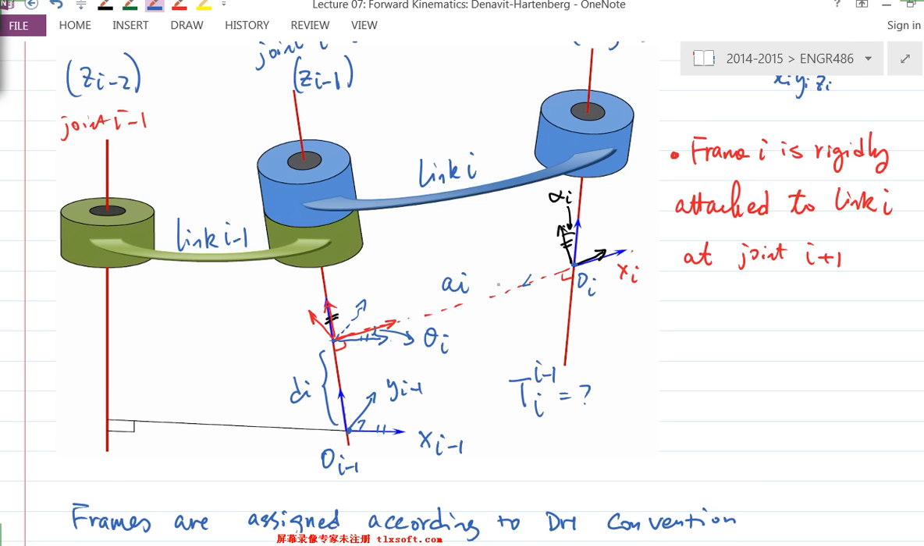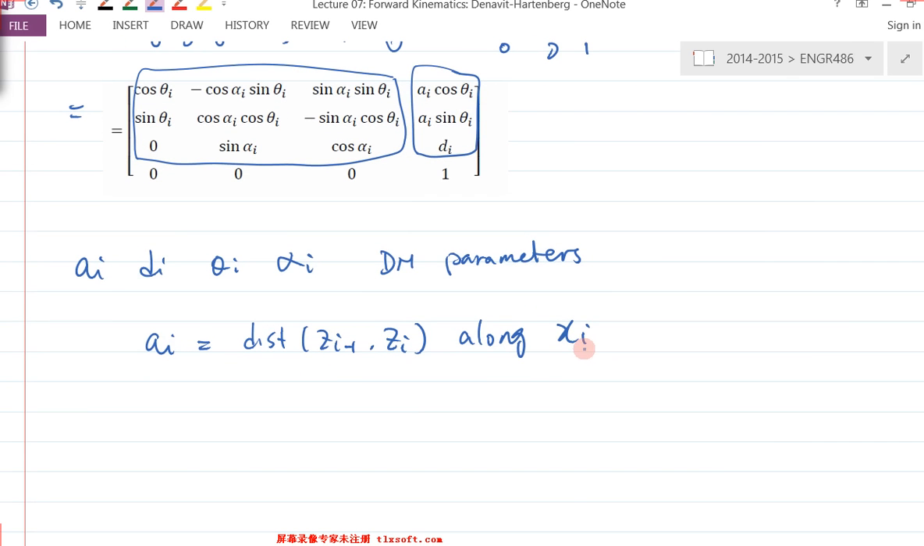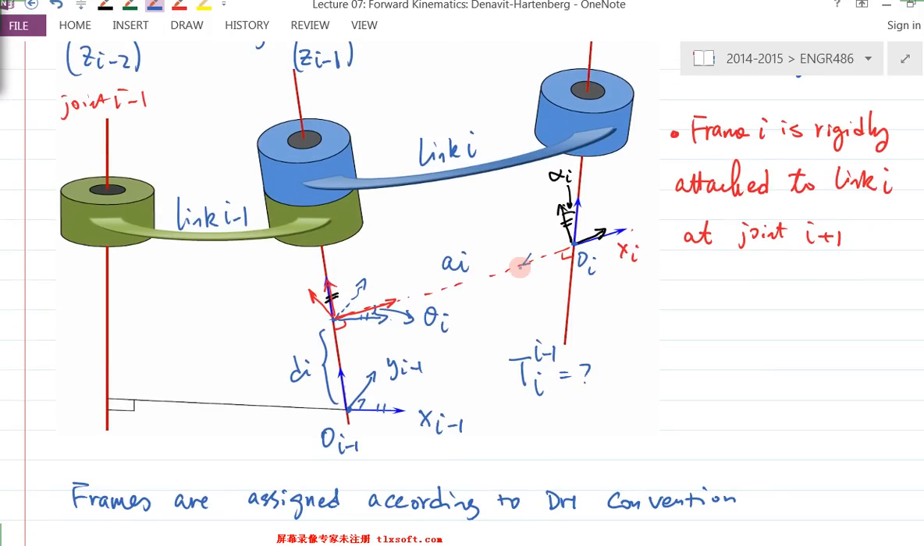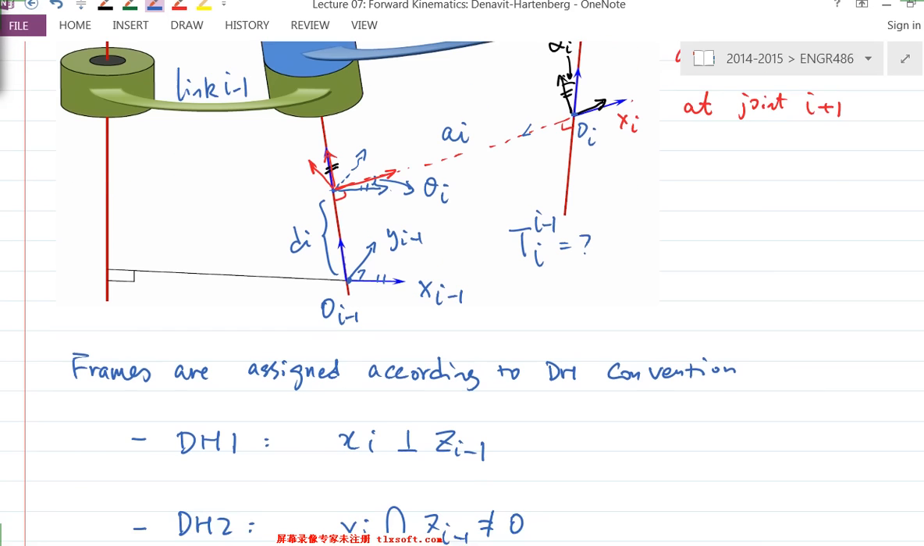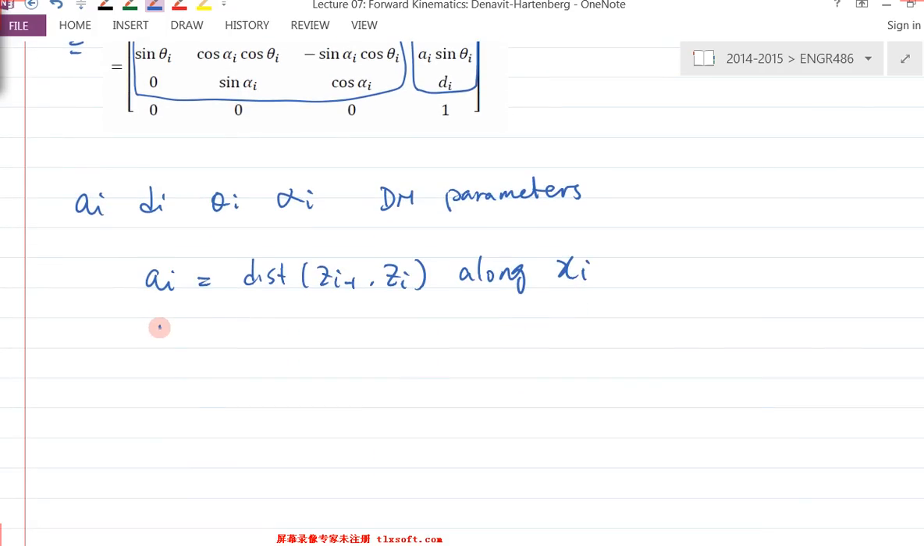No, right? But if I assign x_i to this direction, then according to the definition, a_i is the distance from here to here along x_i. Then what would the a_i value be now if x_i is pointing this way? Would that be positive or negative? It would be negative, because you would have to walk along the negative direction of x_i to get from here to here. So when you assign your frame, this is something you need to keep in mind. There are some nitty-gritty things regarding the frame assignment.